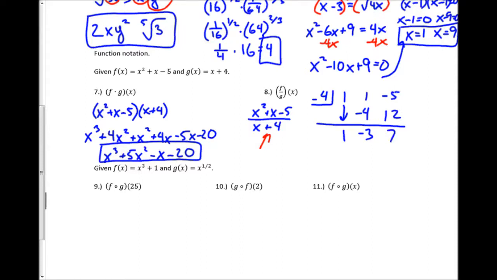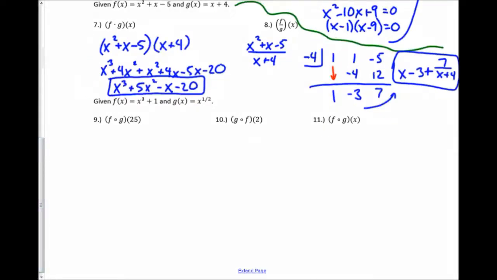And now since I started with an x squared here, my solution starts with 1 less, so it's going to be an x to the first. So this is x minus 3 plus the remainder of 7. I put my remainder over the thing I was dividing by. Okay?